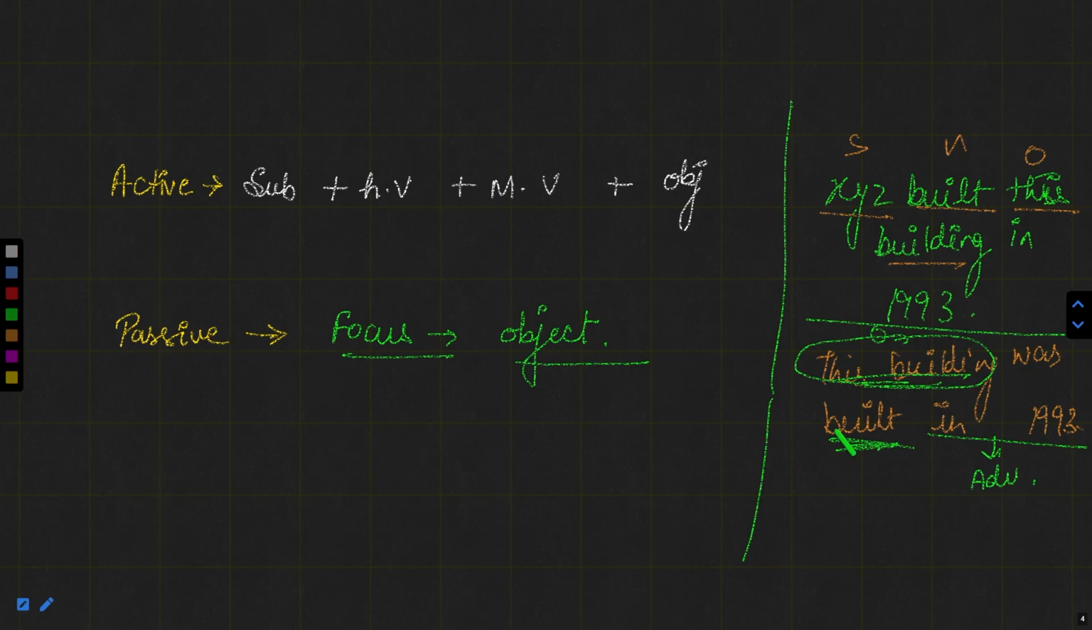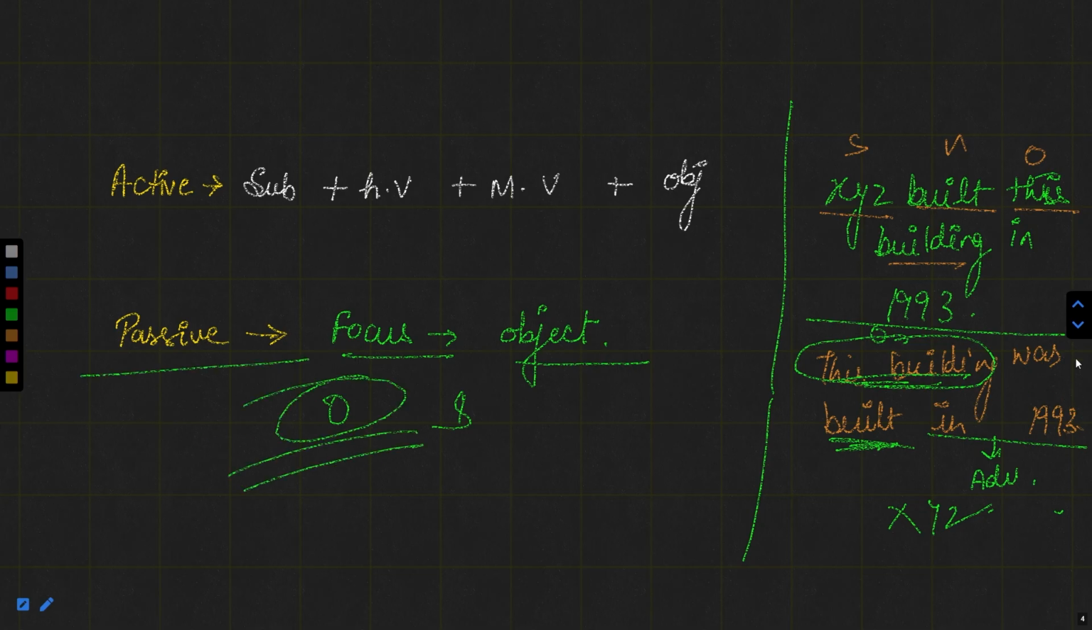Now if I say this building was built in 1993 by XYZ, you can see that whether we have mentioned this XYZ or not is not at all relevant. Why so? Because the most important part is the building that was built in 1993, and the work finishes, and the topic is finished. It does not matter who built it, the only thing that matters is that the building was built. Or you can say the object is coming prior to the subject, and when the object comes prior to the subject, this sentence structure is known as passive voice.